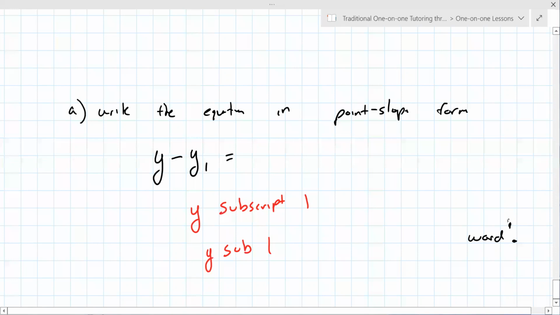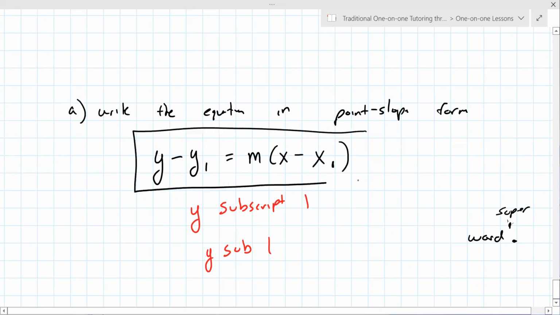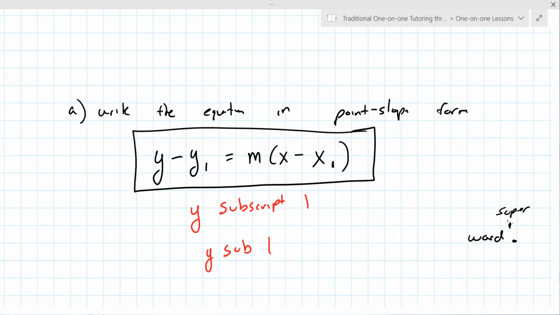Yeah. Okay. Well, the point is they can either be superscript, you think of Superman, or they can be subscript, which is below. And then it's m times x minus x subscript 1. So you have to get comfortable with how you say that: y minus y subscript 1, or y sub 1, equals m times x minus x subscript 1. You have to know that, and be way better at knowing it so that you can do well on this test or quiz that's upcoming at some point.